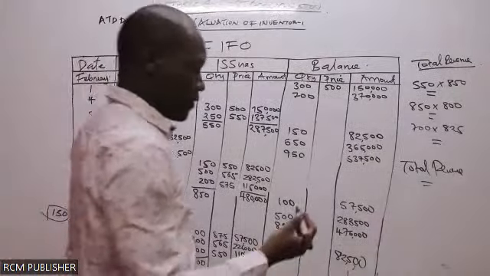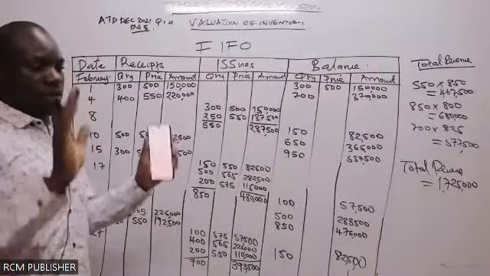467,500. Okay, how about the second one? 680,000. How about the last one? 700 by that? 577,500. So that's the only place we are going to apply that issuing price.